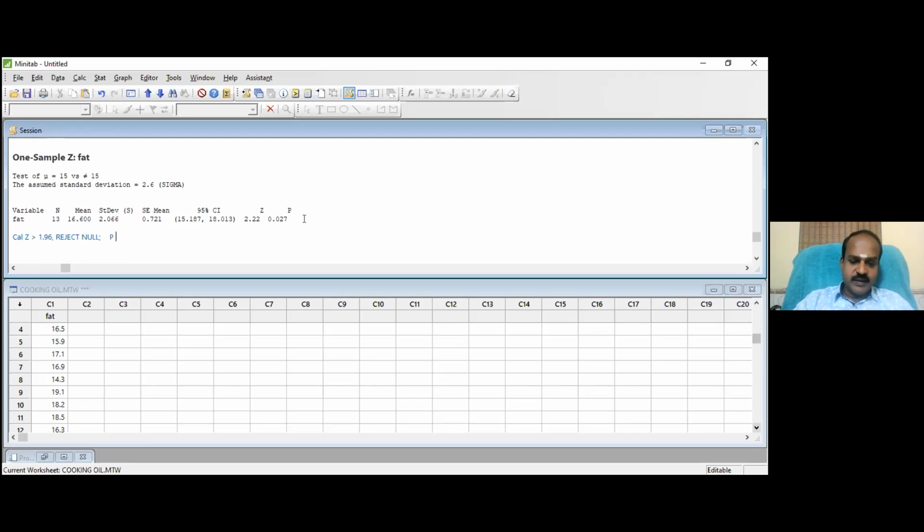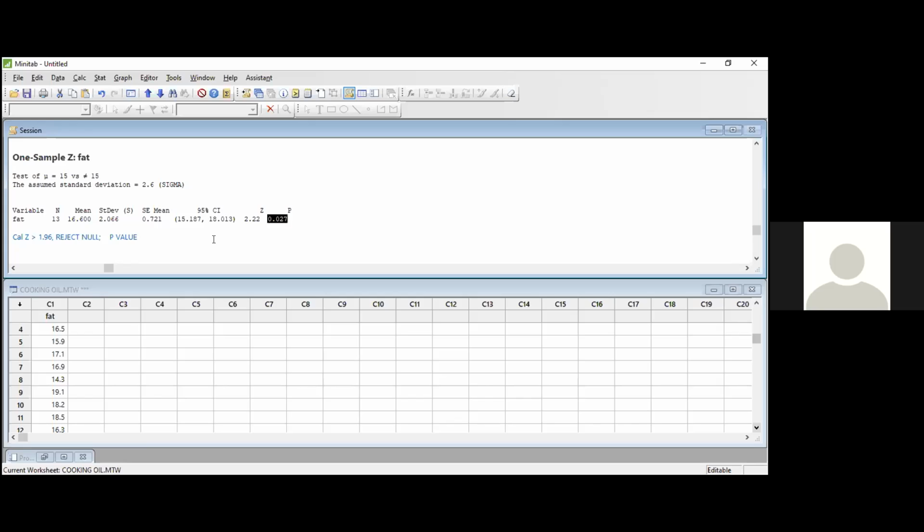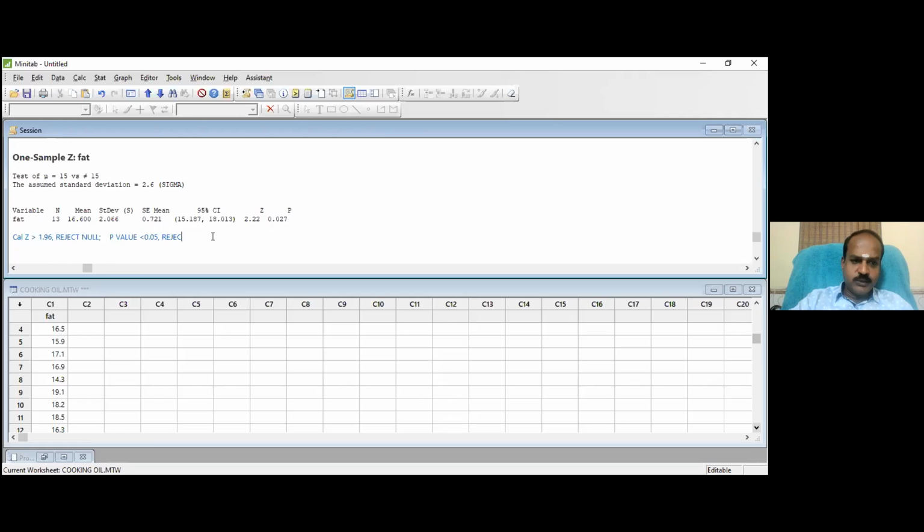Alternate method: P value. Do you see the P value given by Minitab? Yes or no? 0.027. Very good. Now tell me, is that P value 0.027 less than 0.05? Yes, sir. So what should you do? Reject the null. Whether you are comfortable with the Z-score method or with the p-value method, the decision is the same.